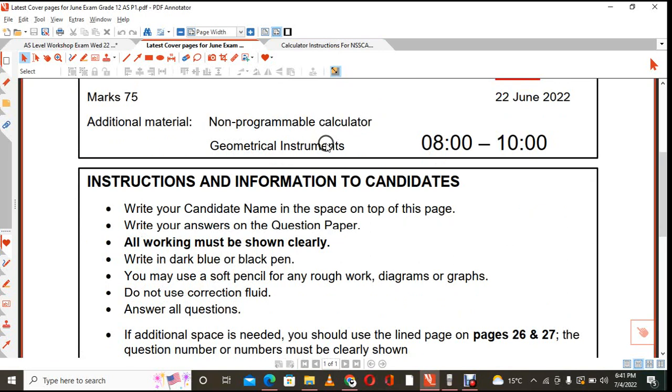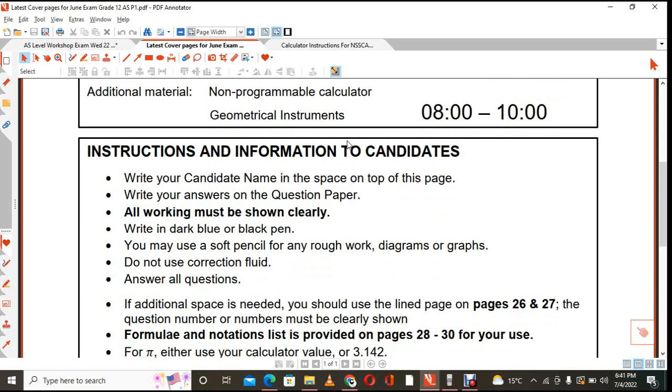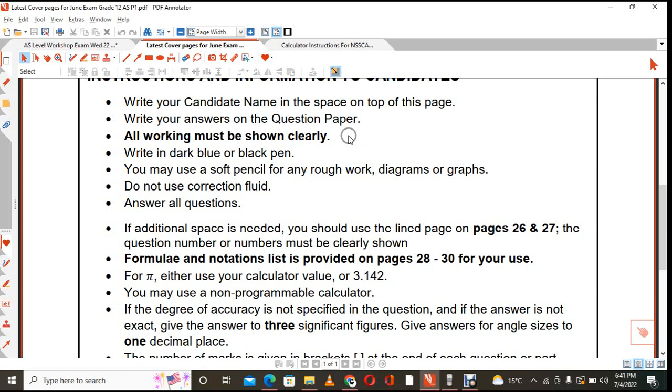I'm going to explain a bit later what that is. And then obviously geometrical instruments. Some of these things require you maybe to draw and then sketch, all right, things like that. So all working must be shown. This is very important, and that's one of the reasons why some calculators are not allowed.